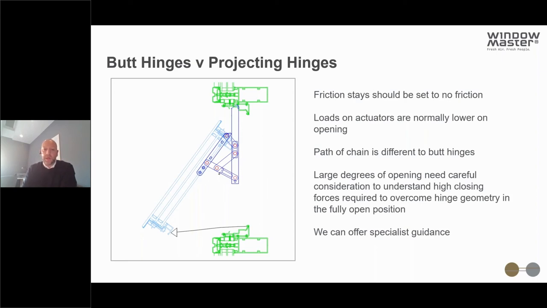to make sure there's no conflict with the profile. And it's also important to understand that if you are looking to achieve high degrees of opening with projecting hinges, the forces required to overcome the hinge geometry in the fully open position can be quite high, and it's something that needs careful consideration. We can offer specialist guidance on that, and sometimes we would recommend that a mock-up is built to test the solution. The majority of the time, it's possible to calculate and estimate what the best arrangement is without a test.